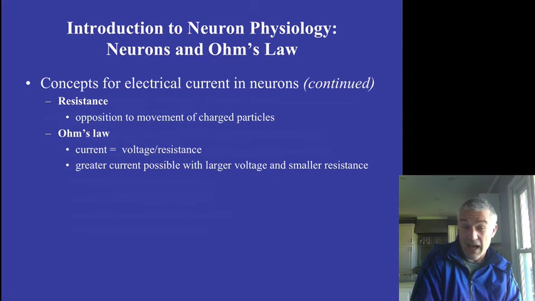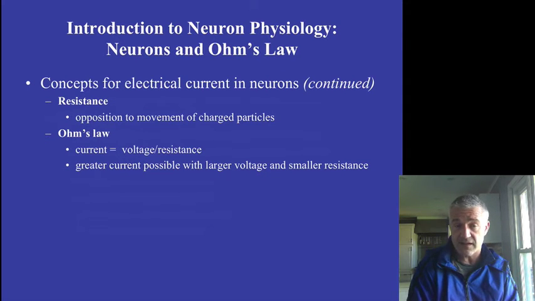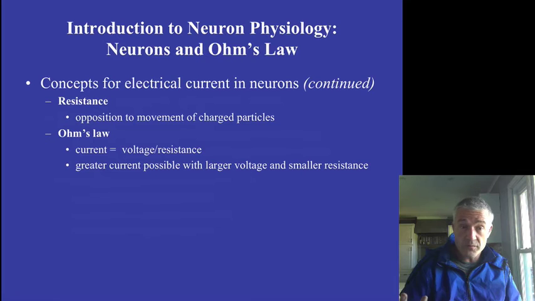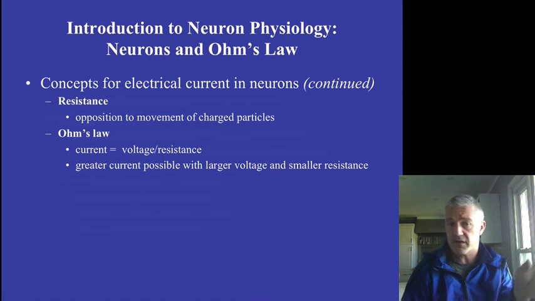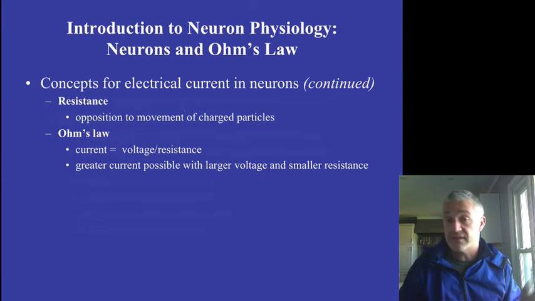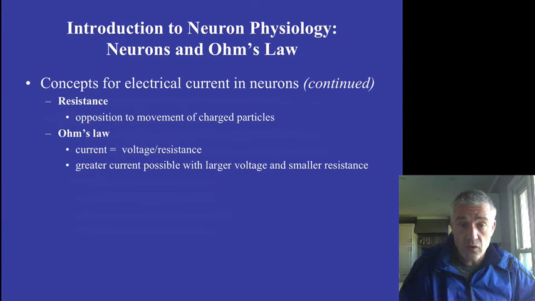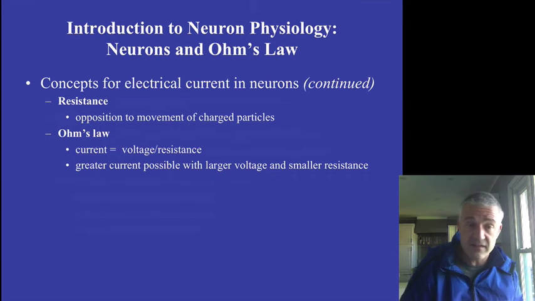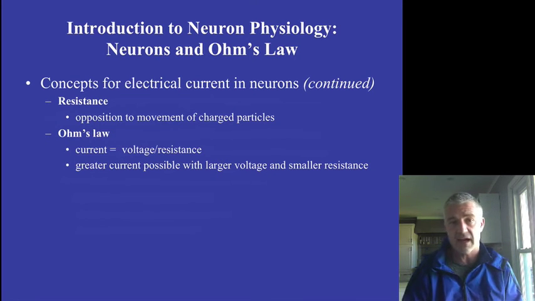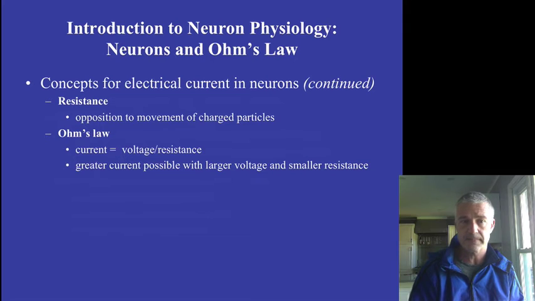Anything that stops that is going to be that resistance. And again, Ohm's law, which is kind of a physics thing here, we don't get into it too much, but the idea is current is going to be a combination of that voltage divided by how much resistance there is against it. So if we have a larger voltage and less resistance, we are going to get a greater flow of these ions, or greater flow of that electricity.